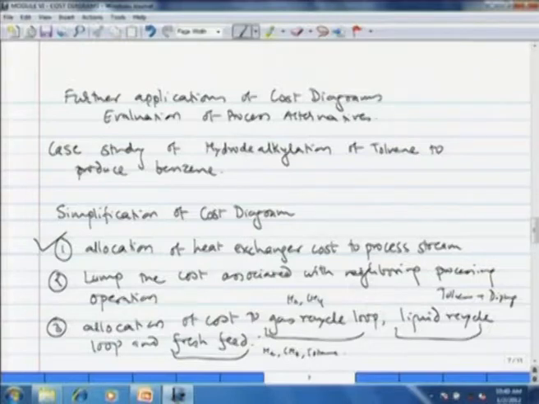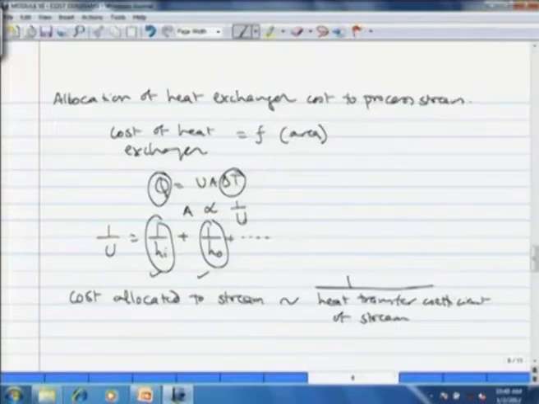Now each of the cost components has several sub-components. For example, the gas recycle loop cost component has hydrogen and methane as the elements in it. Then the liquid recycle loop has toluene and diphenyl as elements in it, and the fresh feed has 3 elements in it: hydrogen, methane and toluene. Next, we adopted the strategy of allocation of the heat exchangers that are there in the process to the streams. Now how can we do that?